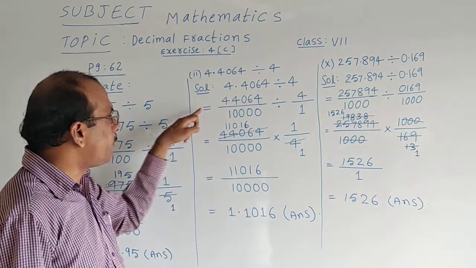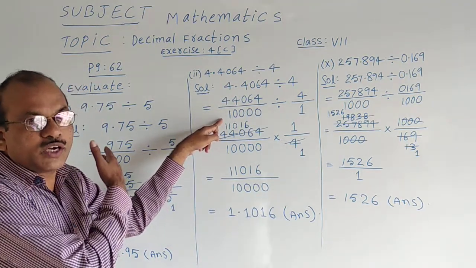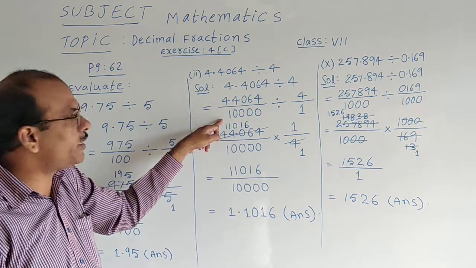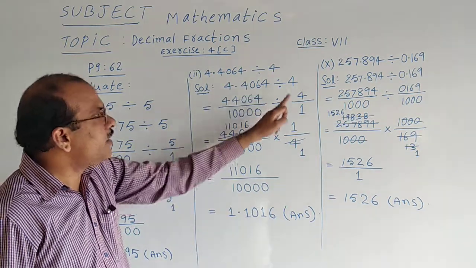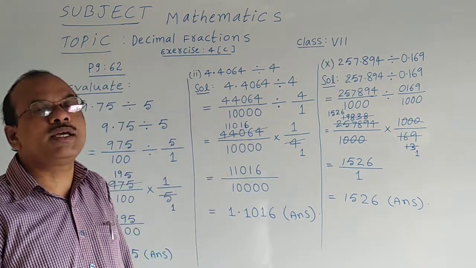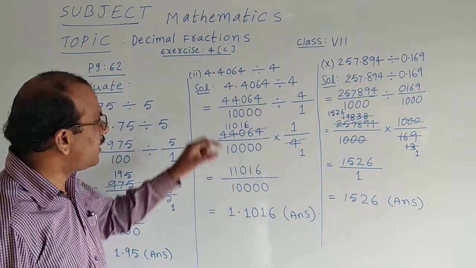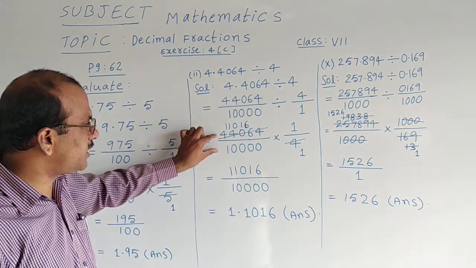So 44,064 by 10,000. I hope it is clear for you because we have used this type of method already. After the division symbol, 4 can be written as 4 by 1 since there is no denominator. For the 4 I have placed 1. Is it clear now? Then this same fraction I have written here.